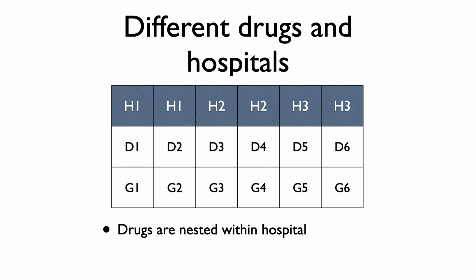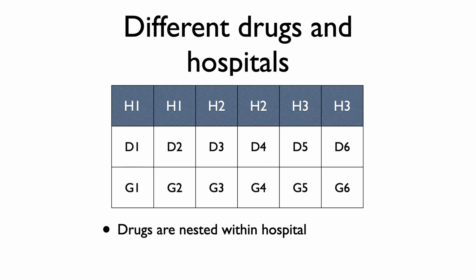Because you might say to yourself, just ignore hospital. And then you just have a simple one-way analysis of variance, except that don't you think hospital plays a role? Sure, every hospital is a little bit different, right?